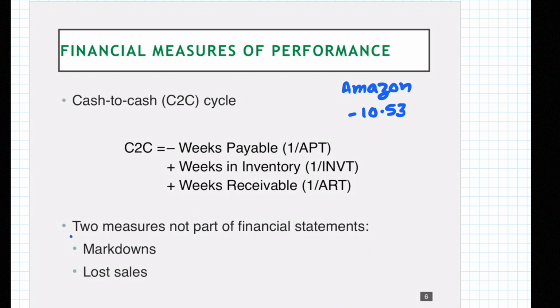So there are two important measures that you may not see in the financial statements, which are markdowns and lost sales. When companies have excess inventory which they are not able to sell, they try to sell it with a big discount. That is called markdowns. Financial statements only show how much revenue was generated, not how much revenue could have been generated.